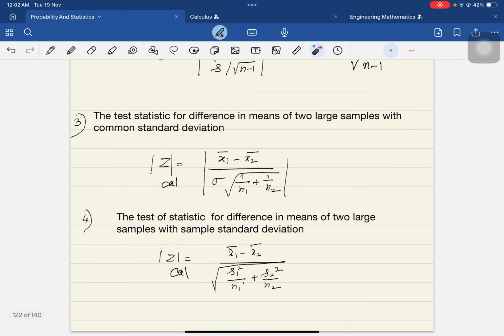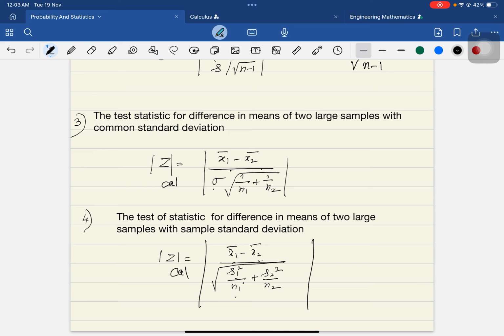Next, suppose your sigma, the population standard deviation, is unknown, and you have two samples whose standard deviations are known. Then we take x1 bar minus x2 bar of course, and we take the standard deviations of both the samples. In the place of sigma, you have the square root of s1 square by n1 plus s2 square by n2. So this gives you the test statistic to find the difference between the two samples.